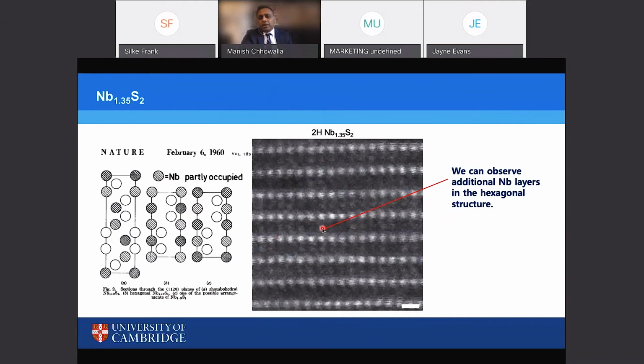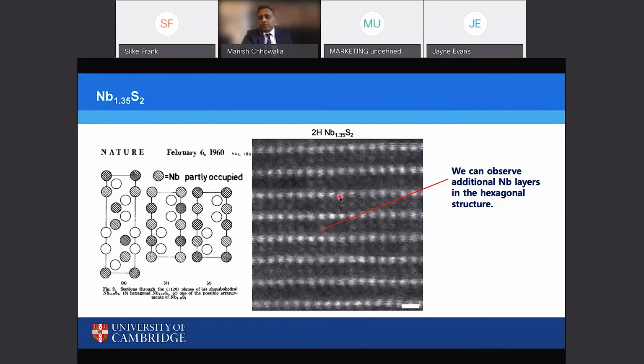When we characterize the as-grown material, particularly at low thickness values where we have the 2H phase of this excess niobium disulfide, we find that we have our individual layers, but between the layers we can find atoms of niobium. This phase is not new. In fact, it's quite old. It was first synthesized and proposed in 1960 in a paper in Nature. But since then, it's been largely ignored.